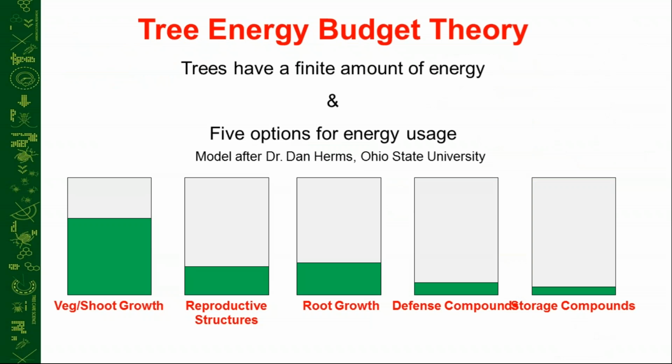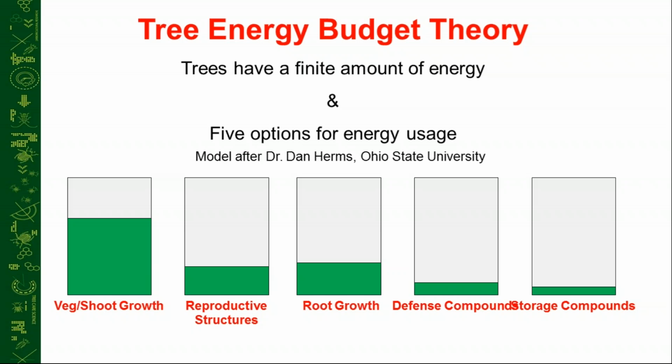In a really nice paper put out by Dr. Dan Herms, formerly of Ohio State, he put out a theory of what a tree really allocates its energy towards. When you go through photosynthesis and cellular respiration, what does the plant actually utilize all that energy for? He put forth the idea that the vast majority of the energy goes to vegetative and shoot growth, so what's above ground.